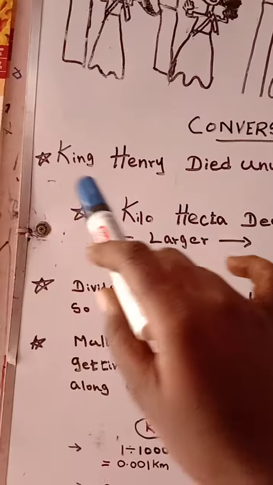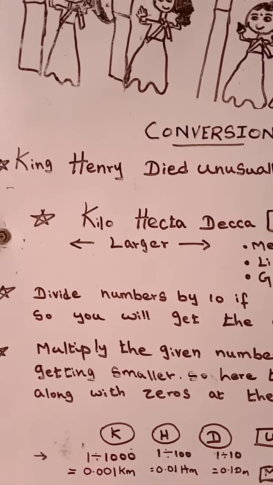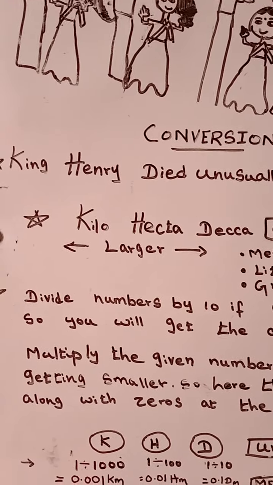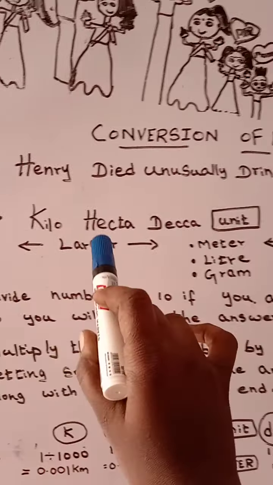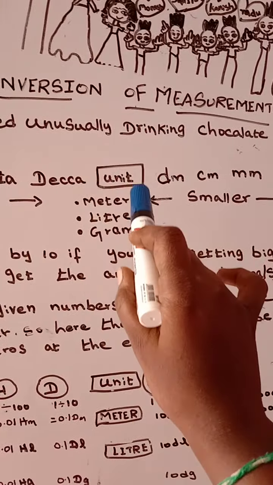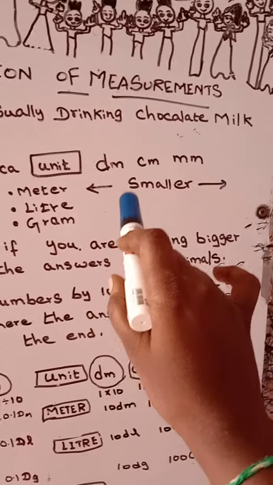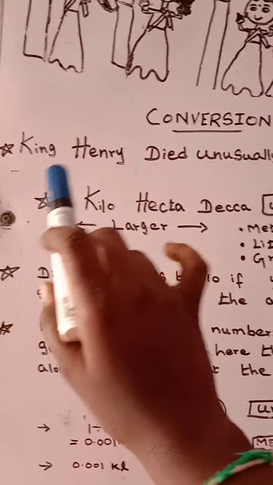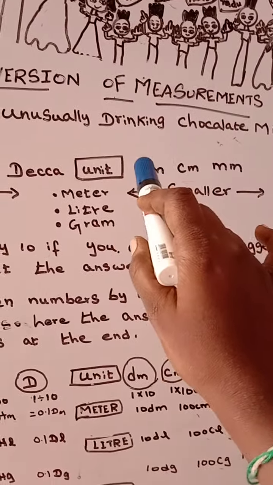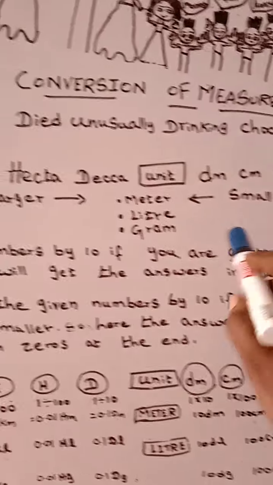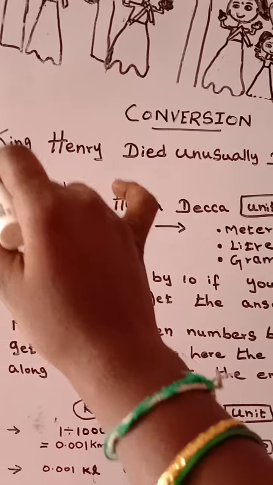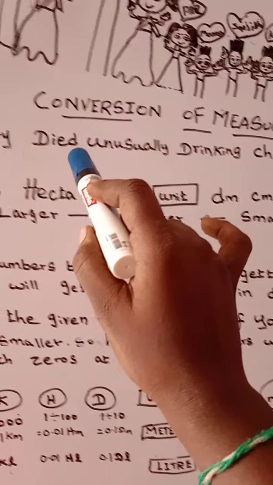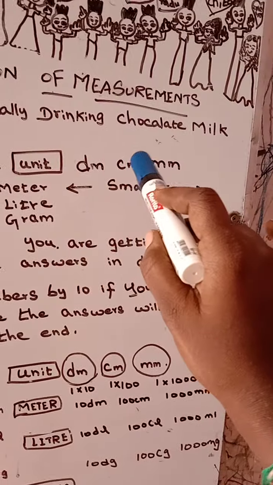Okay, and now I'm going to just give you a sentence. You have to remember that like a proverb so that you can easily remember the units. Okay, King Henry died unusually drinking chocolate milk. So from all these words you will have to collect the first letters: K, H, D, U, D, C, M.